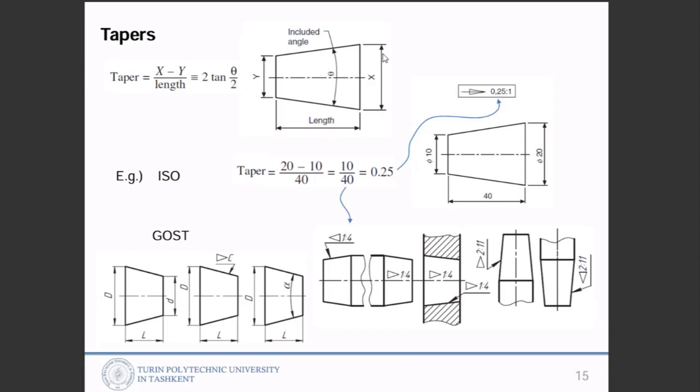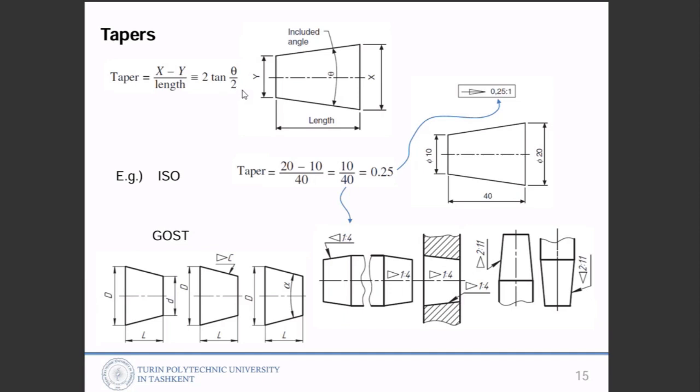Instead of giving these 3 or 4 values, actually we can give only one diameter, one length, and then a slope number, for example a taper. Okay, so 0.25 means there is a 20 like this way. So the formula is x minus y divided by length. If x is given, if the length is given, and if a taper is given, then y can be calculated. Or if one of them is not given but the others are given, you can calculate it.